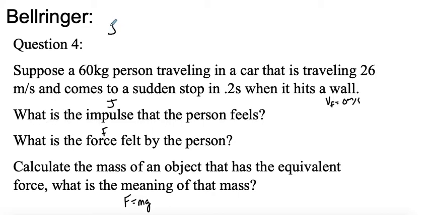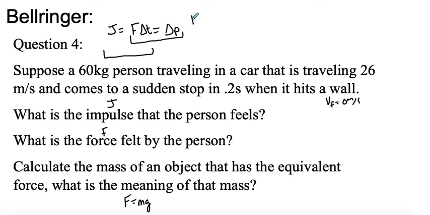Remember, impulse, we just use the letter J, and that is force times time. And this, force times time, is equal to the change in momentum. So we usually start with this, and then we can pull some other pieces out from this if you wanted to find a force or a time. Okay, so let's find our change in momentum here.